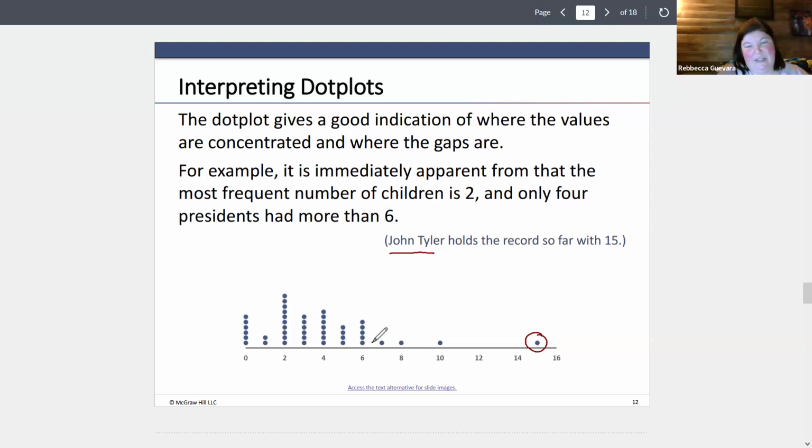So what we see here is that past 6 kids is really unusual. We got a 7, an 8, a 10, a 15. 6 is still pretty common.